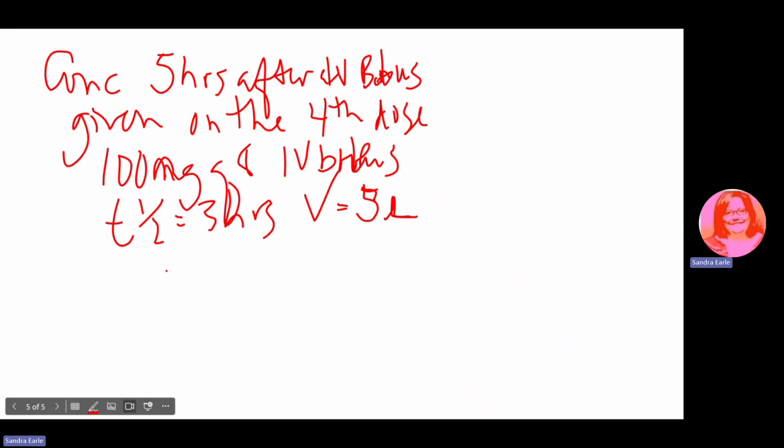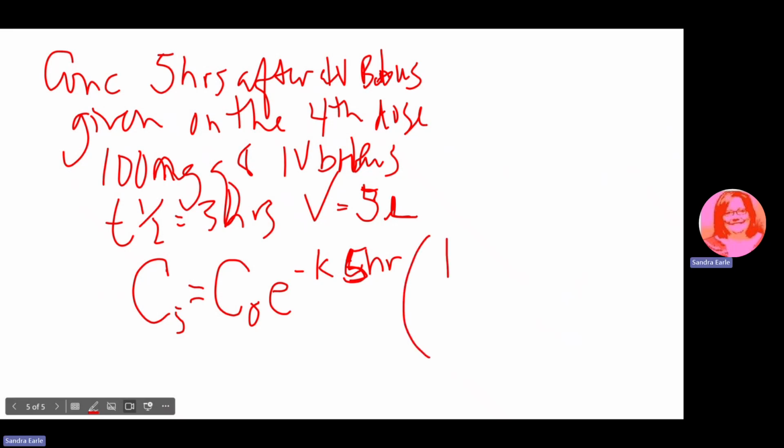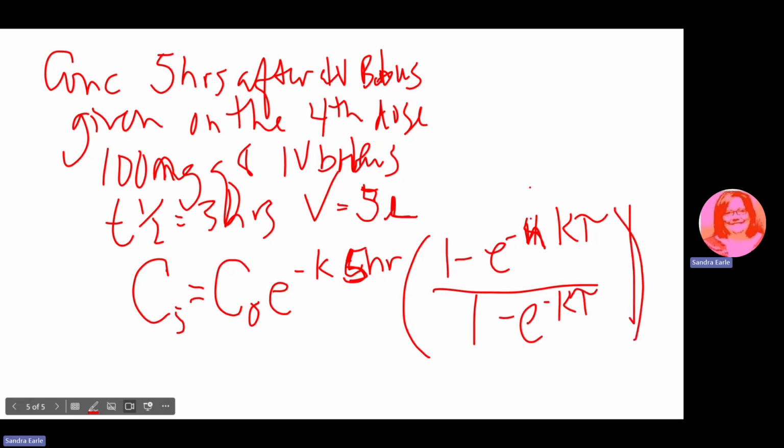So we want the concentration 5 hours after. So that's the first thing I'm going to figure out. What's the concentration 5 hours after? Well, C0 e to the negative kt. So this is going to be 5 hours, right? So that's going to give us 5 hours on the first dose. But then we need to take the magic carpet ride to the 4th dose. I'm just going to put the equation in first. 1 minus e to the negative n k tau over 1 minus e to the negative k tau. So that's our multiple dosing function to the nth dose.